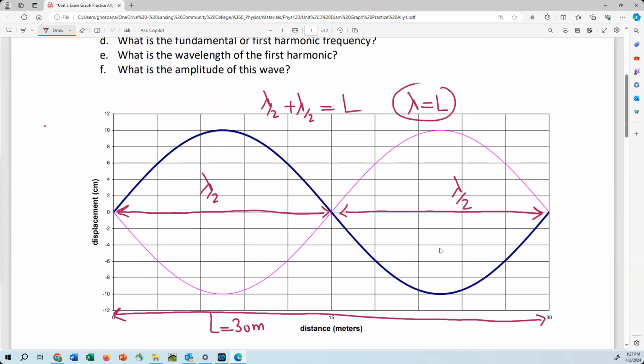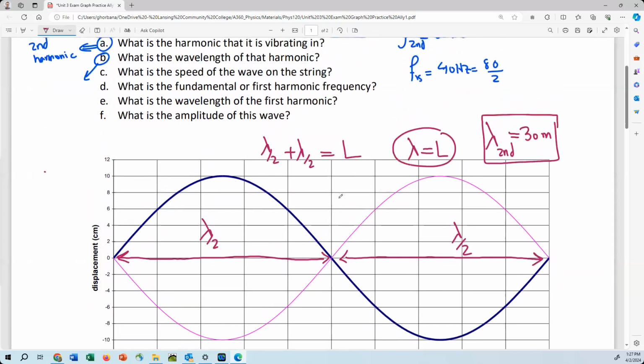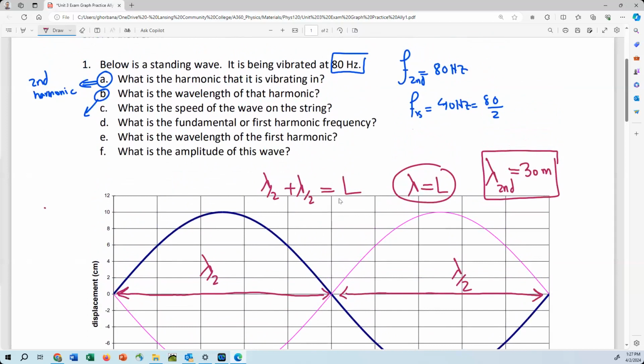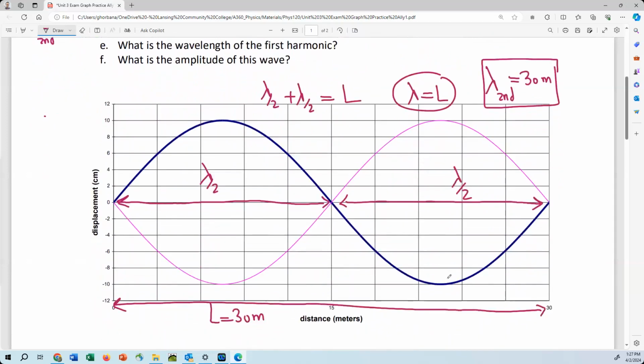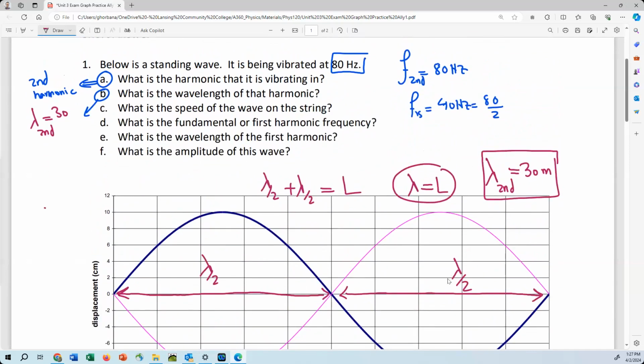So this will be the lambda of the second harmonic, because we have two loops. And what is L? L is 30 meter. So we calculated the wavelength of the second harmonic. So B is going to be the wavelength of the second harmonic, which is 30. Is it in centimeter? No, it is in meter. 30 meter.